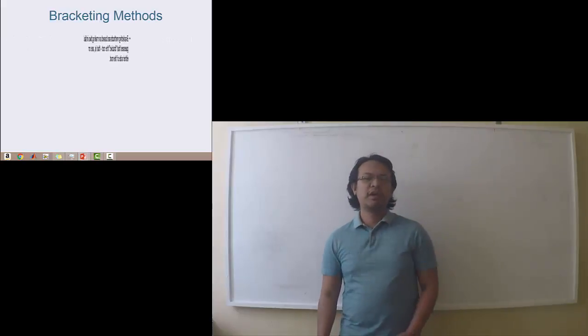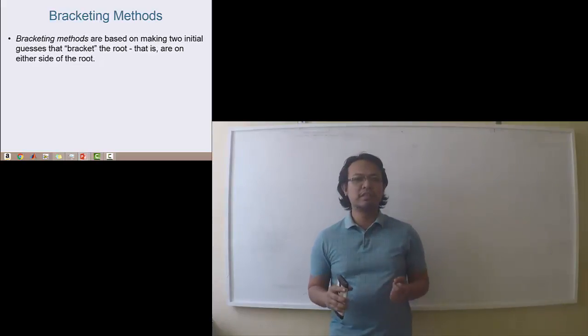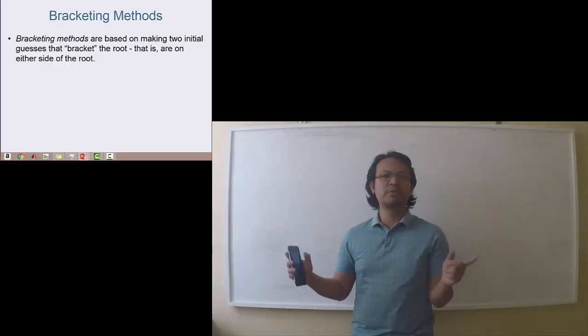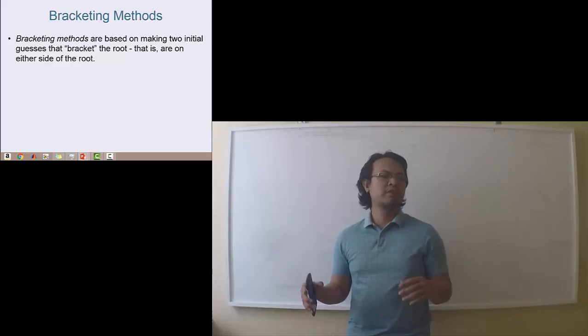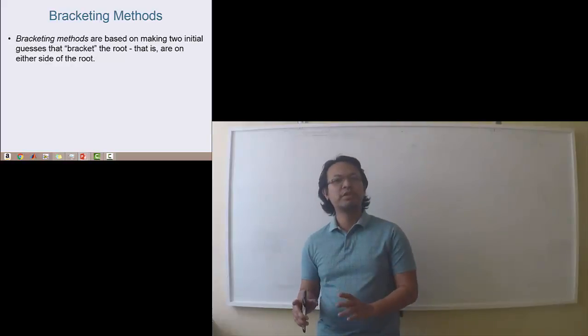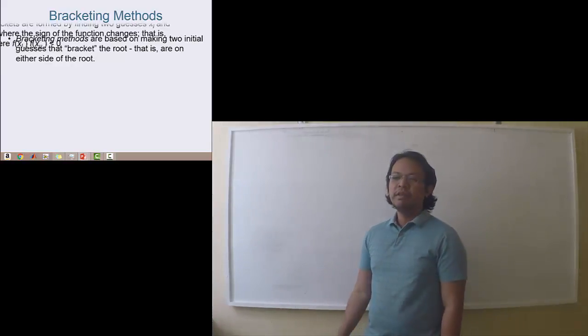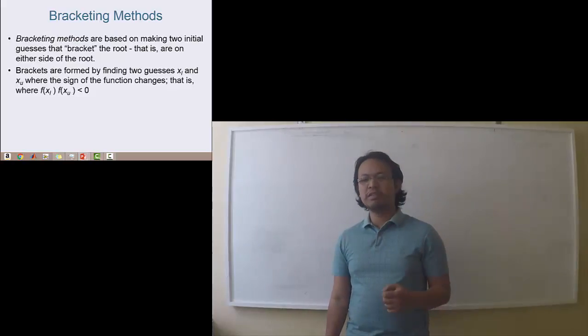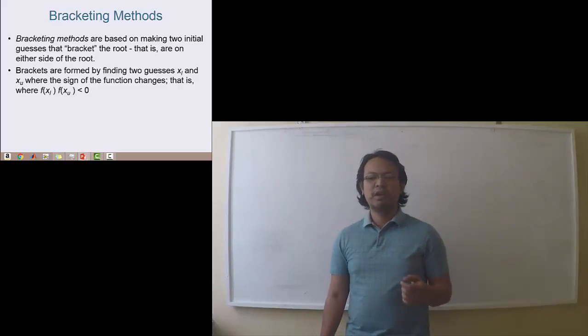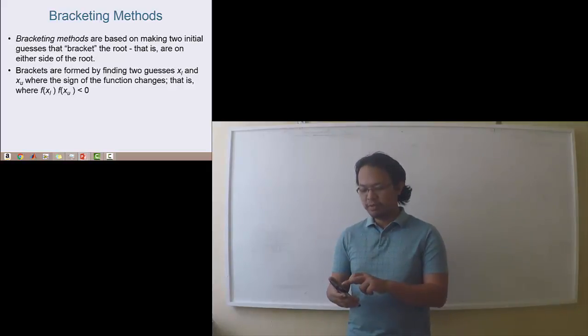Like I said, bracketing methods are based on making two initial guesses that bracket the root, on either side of the root. So the first thing you will do is you should have two x values, the lower x and the upper x, and then you will guess whether there is a root in between. Brackets are formed by finding two guesses, xl and xu, where the sign of the function changes. That is, where f of xl times f of xu, so that is multiplication, is less than 0.